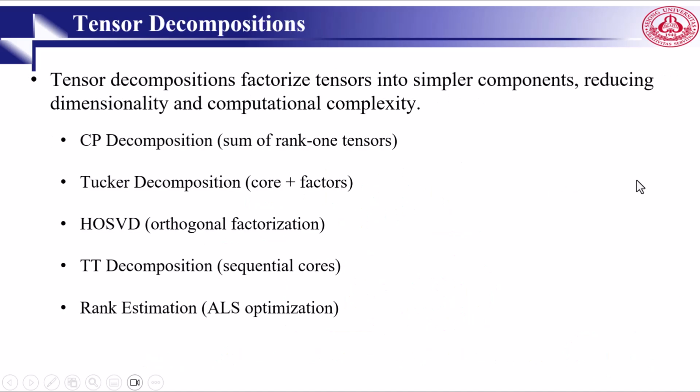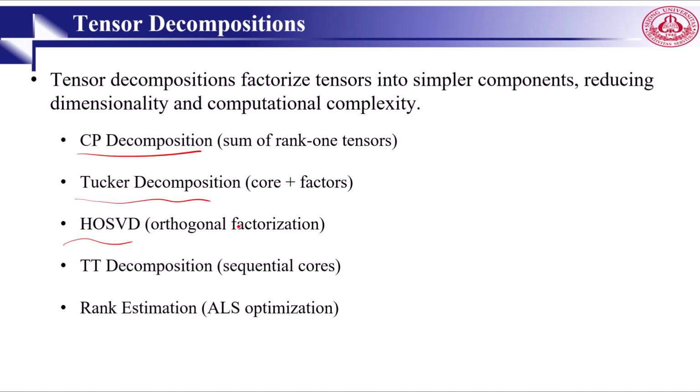The next topic is tensor decomposition. This is the process of factorizing a multi-dimensional tensor into simpler and interpretable components. This reduces dimensionality and also computational complexity. There are many ways to do that, like CP decomposition. CP decomposition represents a tensor as a sum of rank 1 tensors. Then we have Tucker decomposition. This factorizes a tensor into a core tensor multiplied by factor matrices along each mode. Then we have HOSVD. It's a kind of orthogonal version of Tucker decomposition, and it provides mode-wise singular vectors.